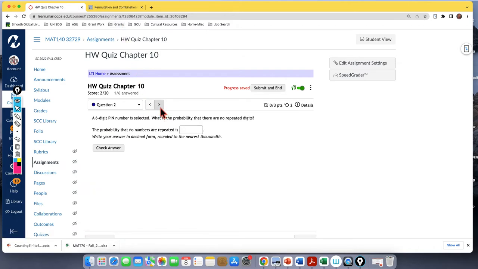Okay, so a 6-digit PIN number is selected. What is the probability that there are no repeated digits? So here we are, this is a little bit of problem solving on top of the counting. A 6-digit PIN number is selected. What is the probability that there are no repeated digits? Okay, so it's counting, right? So if the digits can be repeated, how do we calculate that?